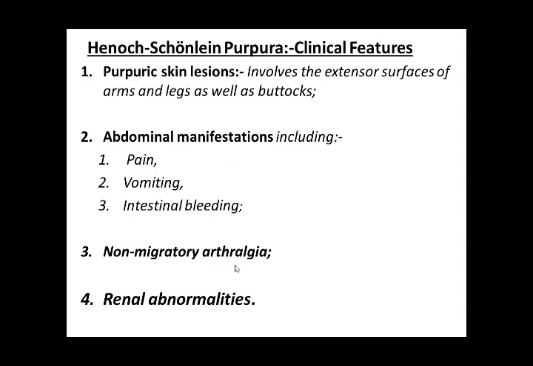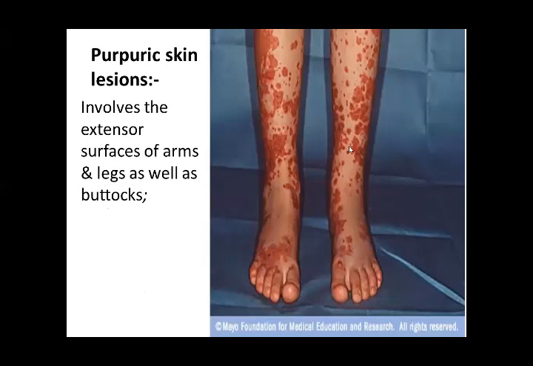Non-migratory arthralgia. Non-migratory arthralgia means something went wrong in the joints. And what went wrong in the joints? Hemorrhages. And then there are renal abnormalities. So in Henoch-Schonlein purpura, we have skin involvement, we have intestinal involvement, and we have the joint involvement and the kidney involvement, right? So it is the skin involvement, and it involves extensive surface of arms and legs as well as the buttocks. So that is the upper and lower limbs.